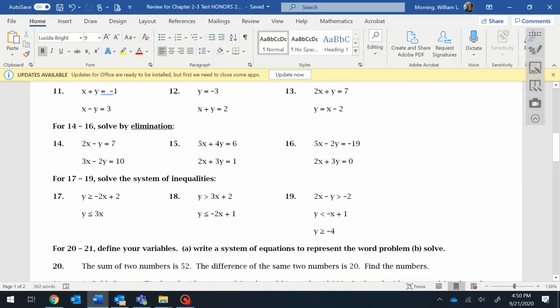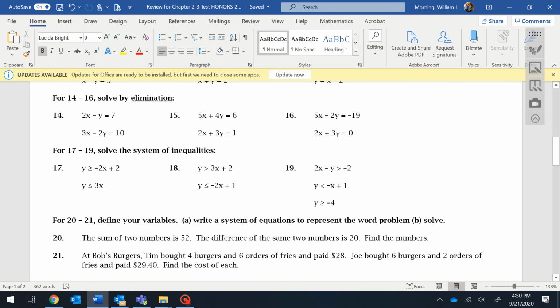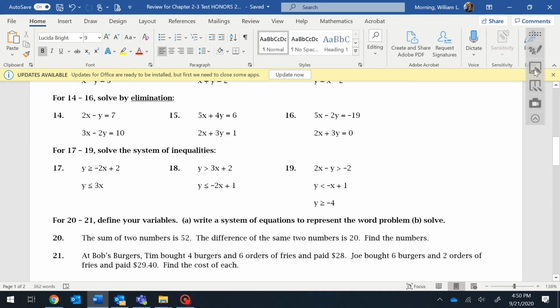Number 14, solve by elimination. 2x minus y equals 7. So my first equation, 2x minus y equals 7, and this is 14. And then my second equation, 3x minus 2y equals 10.